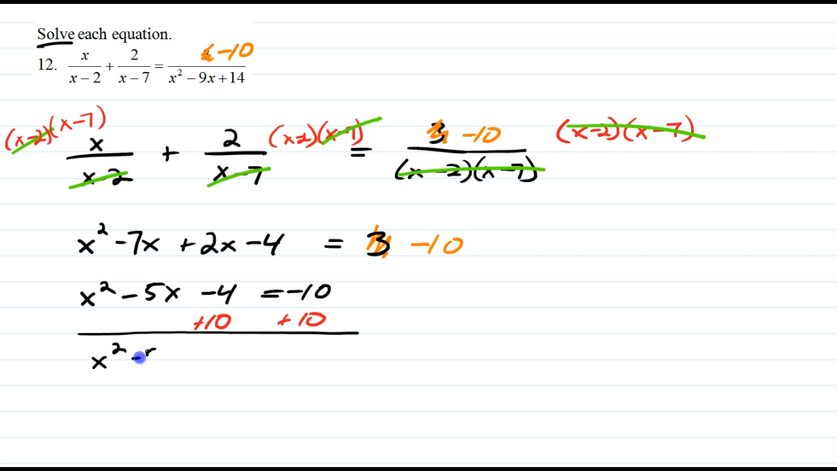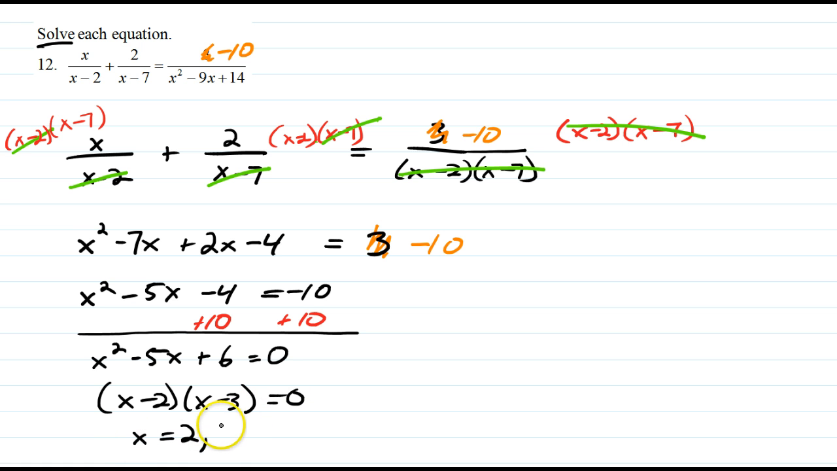x squared minus 5x plus 6 equals 0. And so now this factors to x minus 2, x minus 3 equals 0. So x equals 2 and a positive 3.